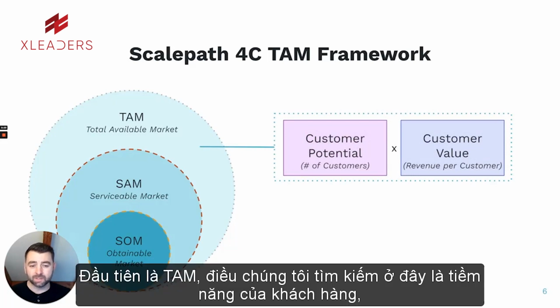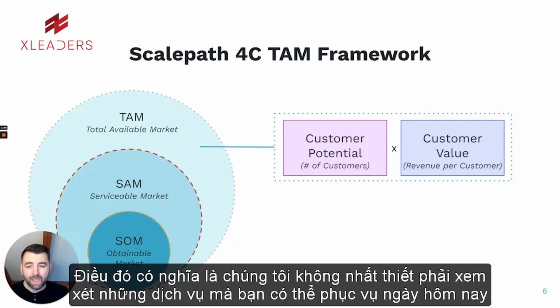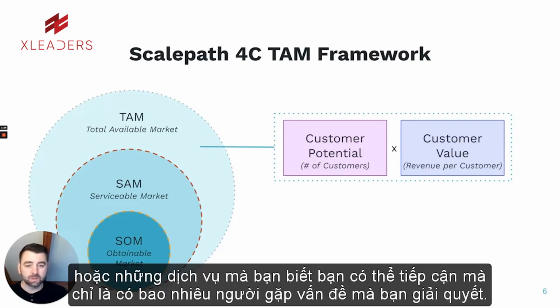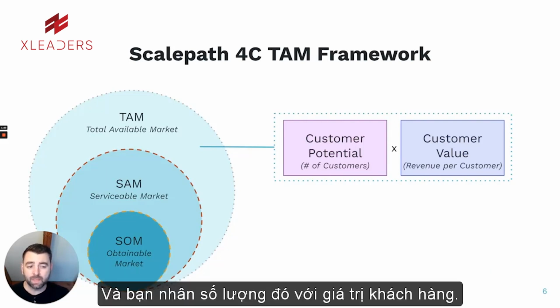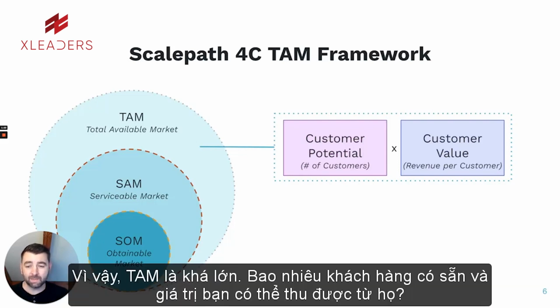So first of all, your TAM. What we're looking for here is the customer potential, the total number of customers in the market that have the problem you solve. And what that means is we're not necessarily looking at the ones you can service today or the ones you know you can reach, just how many people are out there that have the problem that you solve. And you multiply that by the customer value. How much value, how much revenue can you capture by solving that problem for a particular customer? So the TAM calculation is pretty big. How many customers are out there? What's the value that you can capture from them?